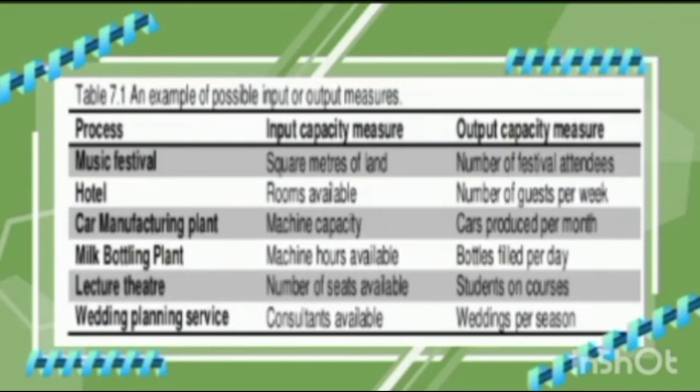Next is the example of possible input or output measures, which shows the alternatives that can be used for input or output measures.